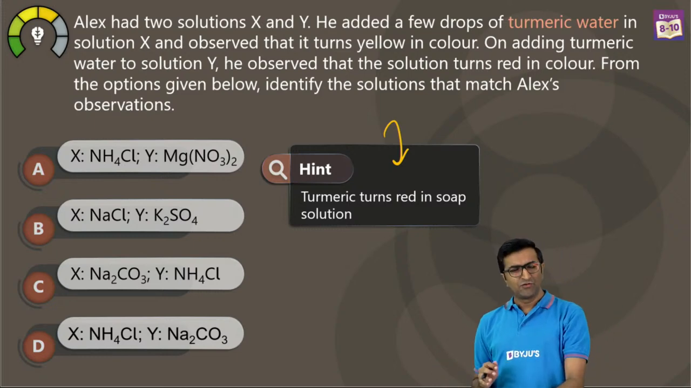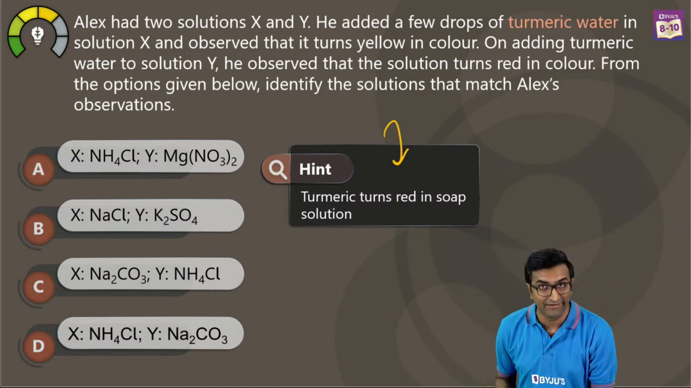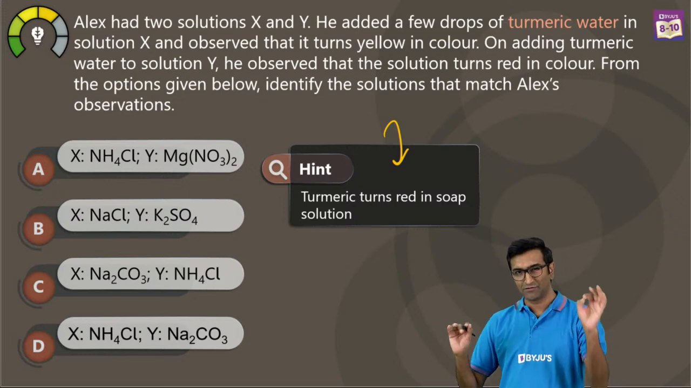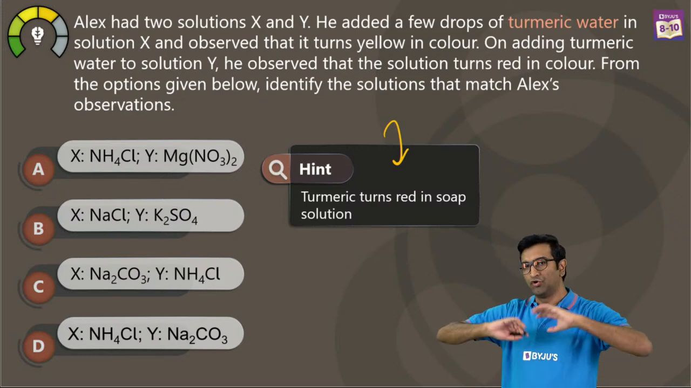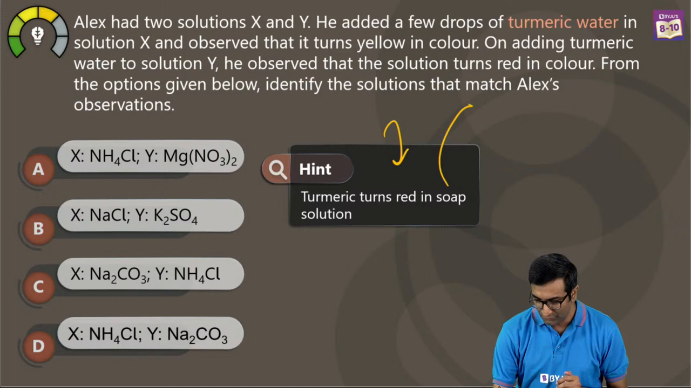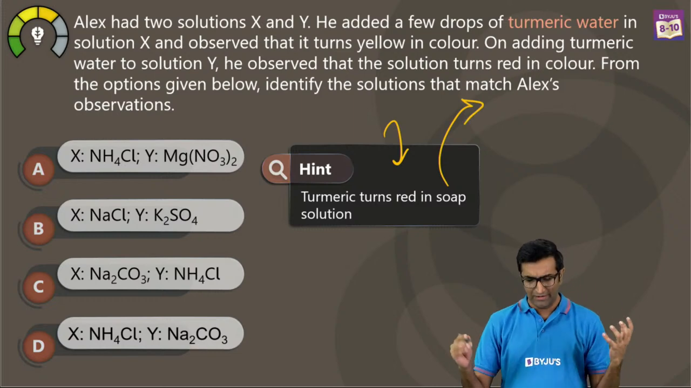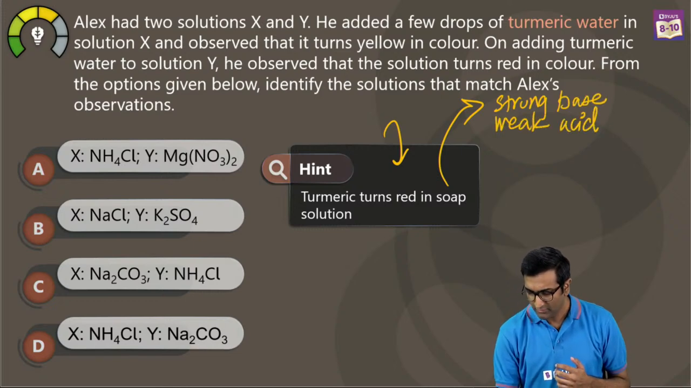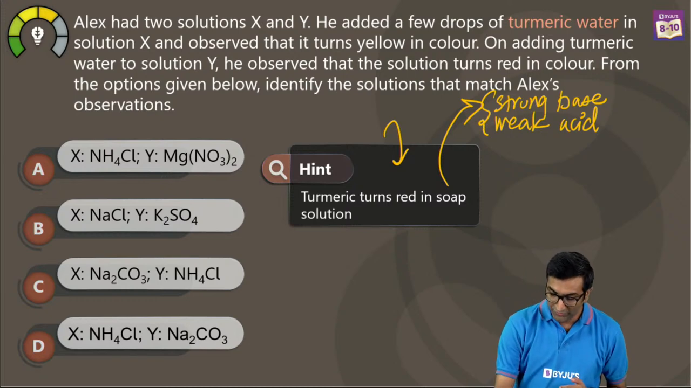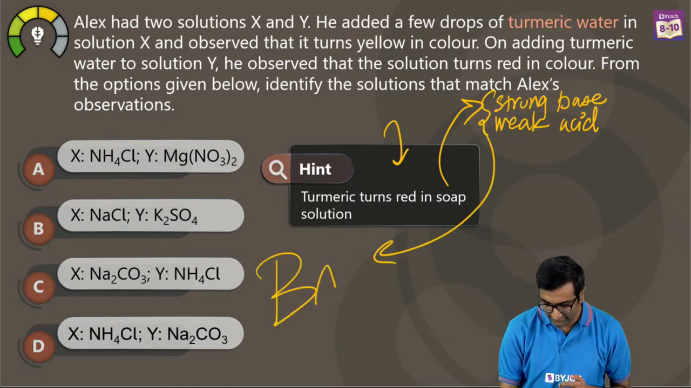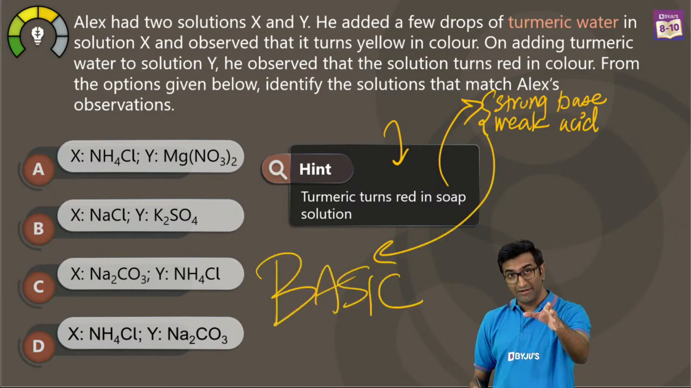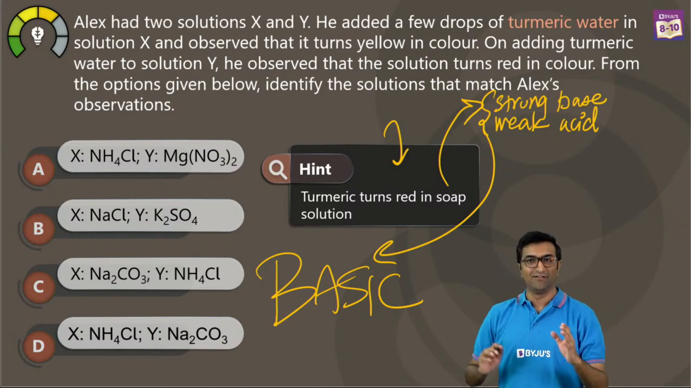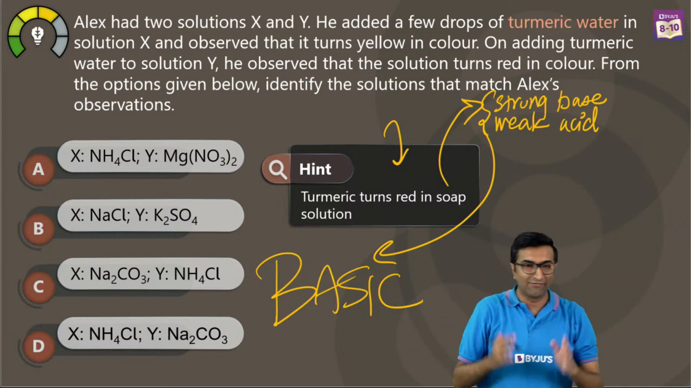Why does turmeric turn red in soap solution? It's because soap is basic. How is soap basic? I'm just going to quickly talk about that, maybe not going into too much detail. Soap is made when a strong base reacts with a weak acid. That is what a soap base is, which is why the overall solution is basic. Now, when you put turmeric in a basic solution, it turns red. That's the main thing you have to take away from what I've said so far.